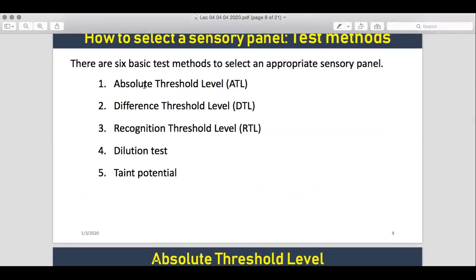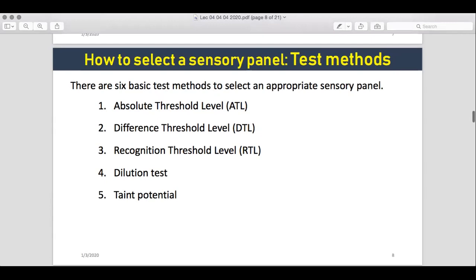And there are some test methods to select the sensory panel. You know how to select the sensory panel. There are different types of tests. Interviews, like, right? If there are 100 people, then finally you have to get around 20 people. How to screen? These are the methods to screen, right? We have to perform the absolute threshold test, different threshold level test, recognition of threshold level, dilution test, and taint potential. Before selecting the panel, all these tests should be conducted, right?